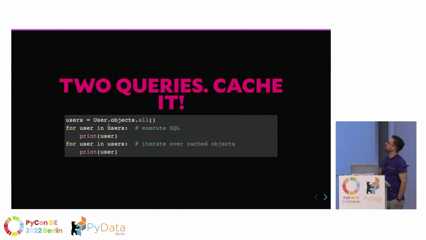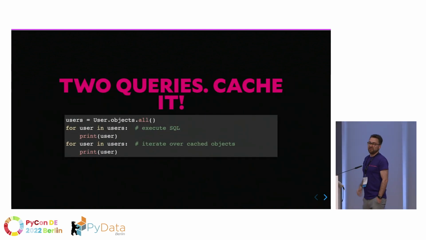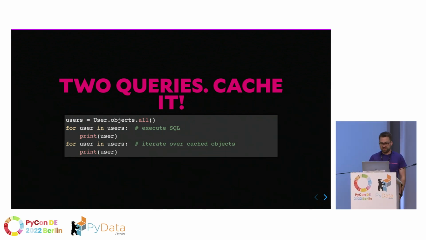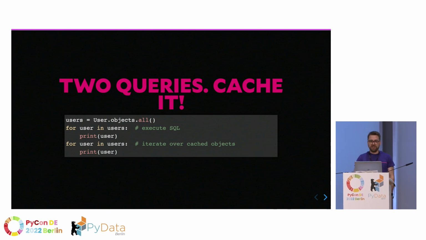But I wanted to show you that this one gives you actually two SQL commands again, and you can use cached results if you introduce a variable first. But if you have two for loops over the same thing, you might have a completely different problem in your code at all.